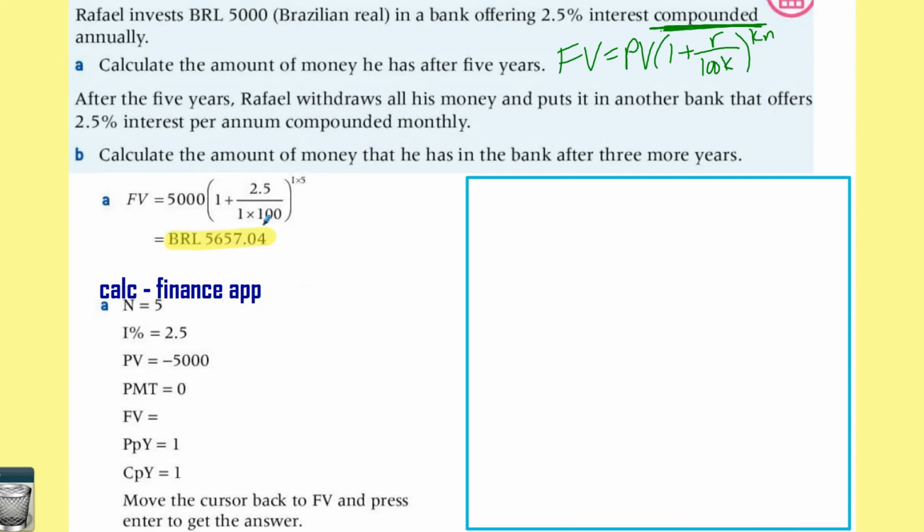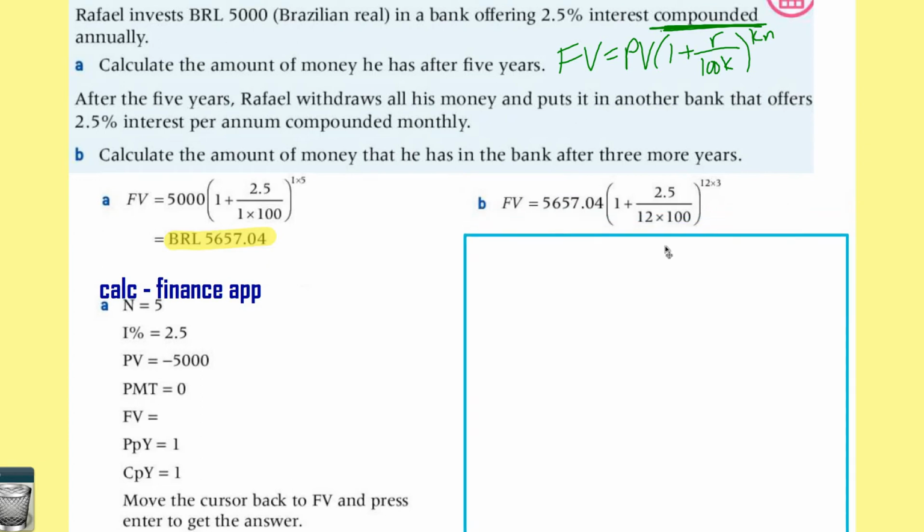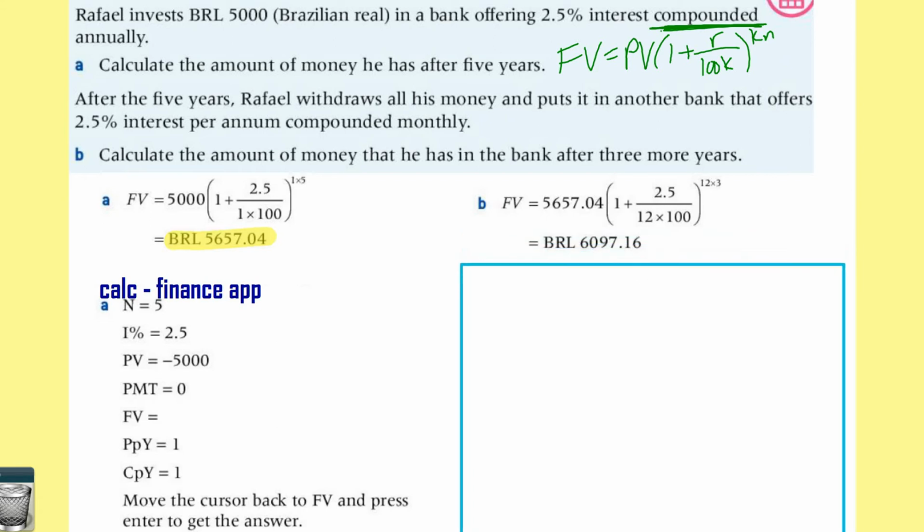All right, let's do it again. What about after 5 years, he withdraws all of it and puts it in another bank, 2.5% interest, compounded monthly. So obviously we got to do something different. So we plug that into our formula. Notice the K is now 12 because it happened 12 times a year. So K is how many times a year, N is the number of years. So we solve that algebraically. And by that I mean put it in your calculator, because that's definitely what I would do. So this is the answer here.